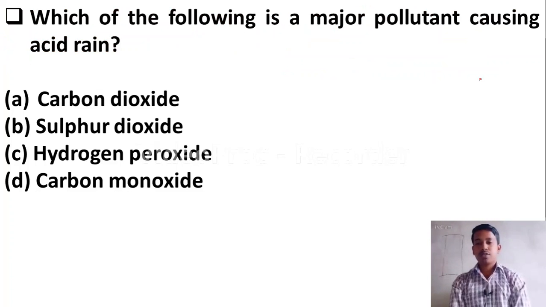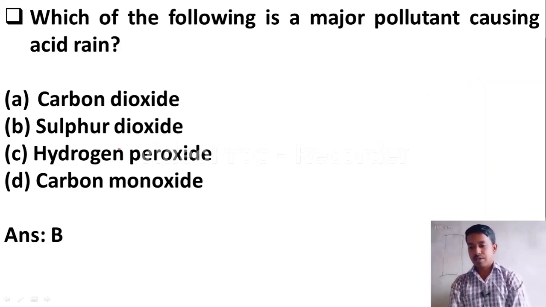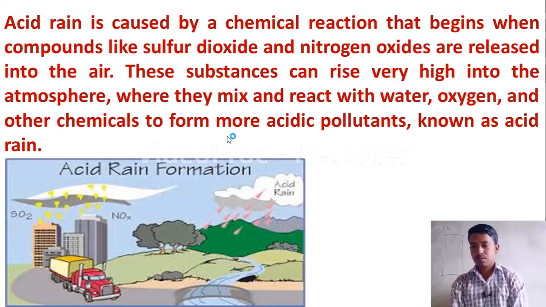The next question is, which of the following is a major pollutant causing acid rain? Option A, carbon dioxide, option B, sulfur dioxide, option C, hydrogen peroxide, option D, carbon monoxide. Okay, which of the pollutants causes acid rain? The right answer is option B, sulfur dioxide. Okay, acid rain, here you can see the picture of acid rain.